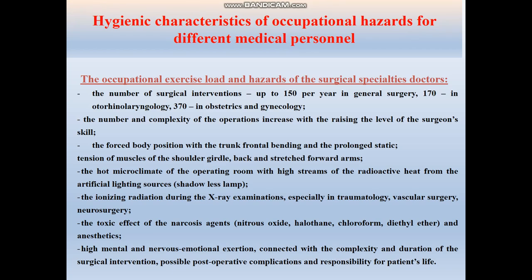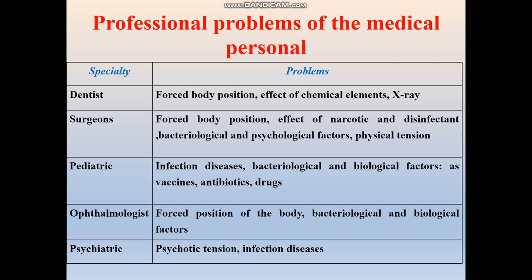Hazards include a forced body position with frontal trunk bending and prolonged static tension of the muscles of the shoulder girdle, back, and arms stretched forward. The hot microclimate of the operating room has high streams of radiant heat from the artificial lighting source. There is ionizing radiation during X-ray examination, especially in traumatology, vascular surgery, and neural surgery, and the toxic effect of narcosis agents and anesthetics. There is also high mental and nervous-emotional strain connected with the complexity and duration of a surgical intervention, possible post-operative complications, and responsibility for the patient's life.